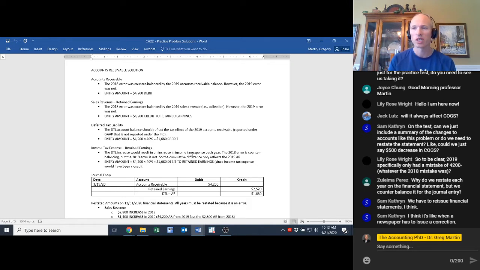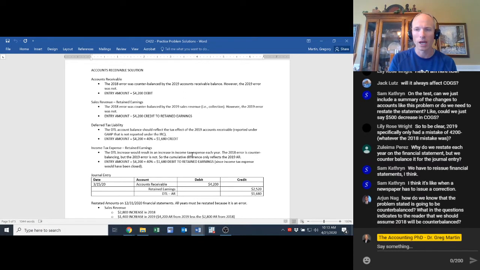So a restatement is a correction of any error, even if it didn't require a journal entry. Whereas with the journal entry, we're only wondering, is there an error in our account balances that we still need to correct? So Samantha, yeah, again, we have to reissue financial statements. Yes, Samantha, that's correct. It's not a newspaper, but there'd be a 10-K. Their 10-K would have to be issued.